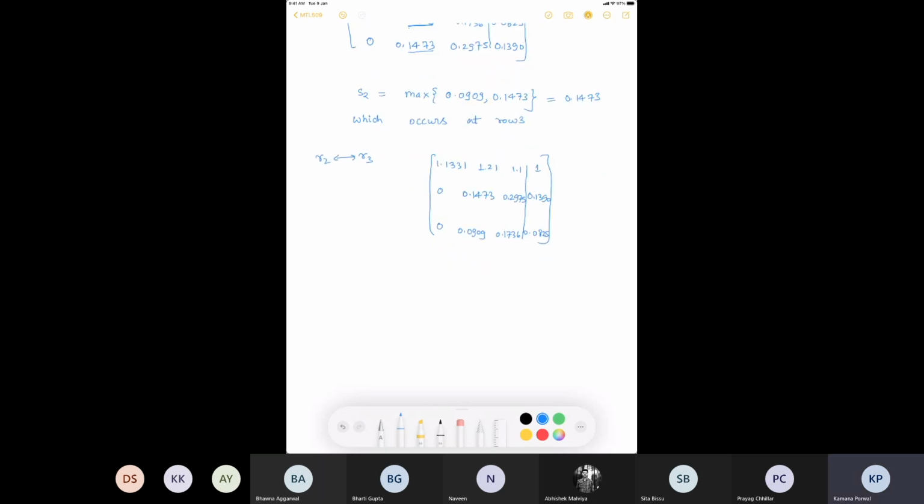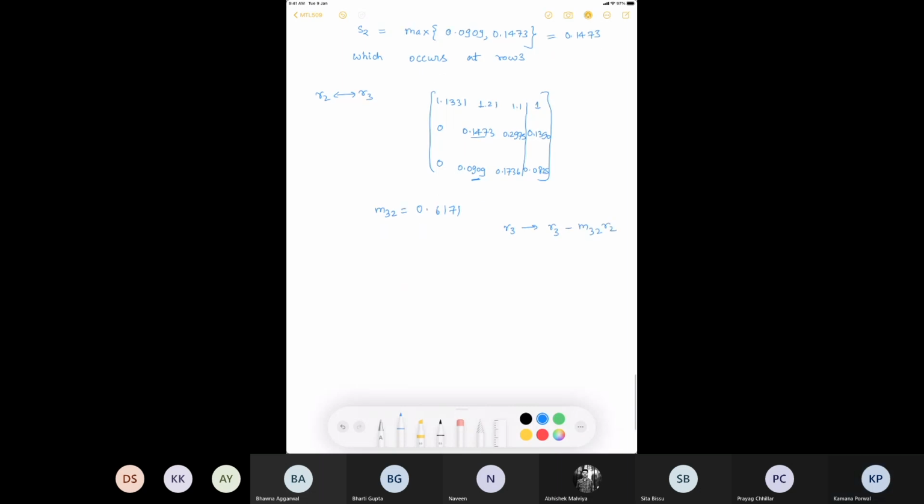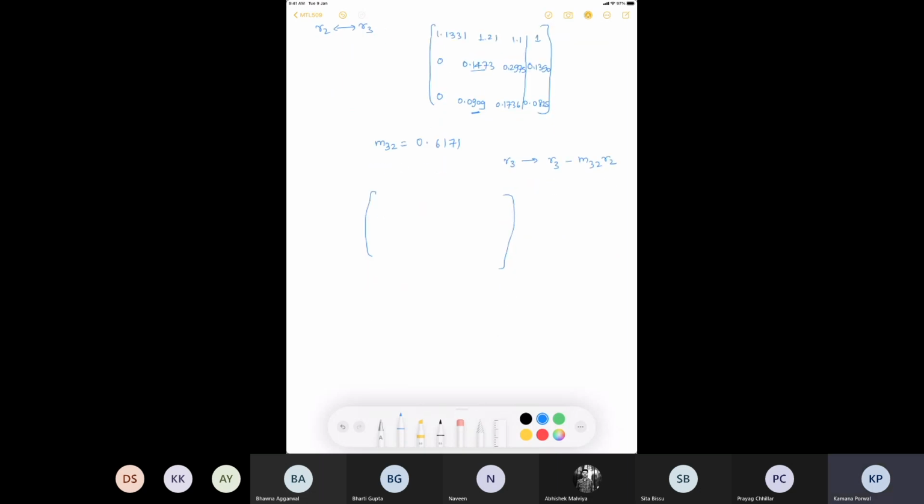Okay, so now I'm going to eliminate x2 from the third equation. Which means that I'm going to compute the M32. This is going to be the ratio of this coefficient divided by this coefficient. So upon simplification, we'll get this as 0.6171. So I'm going to perform that R3 will be replaced with R3 minus M32 times R2. So the new system which we are going to get is this.